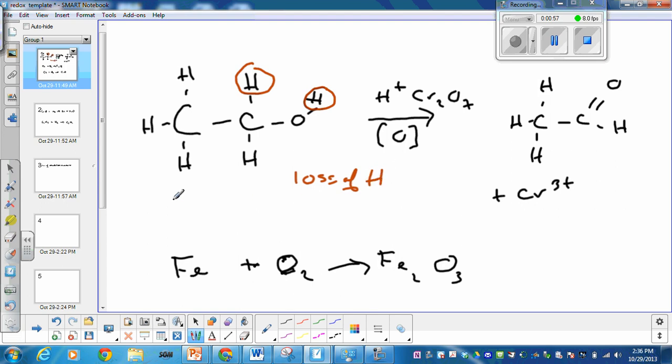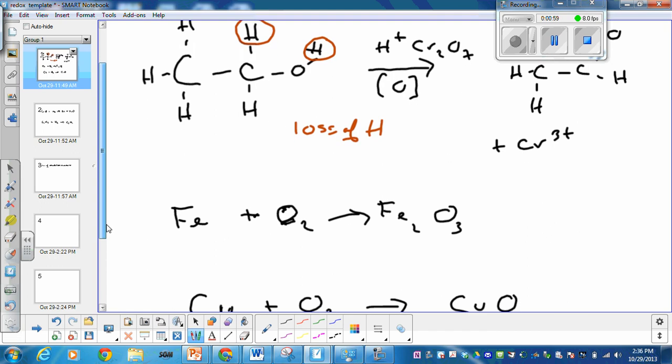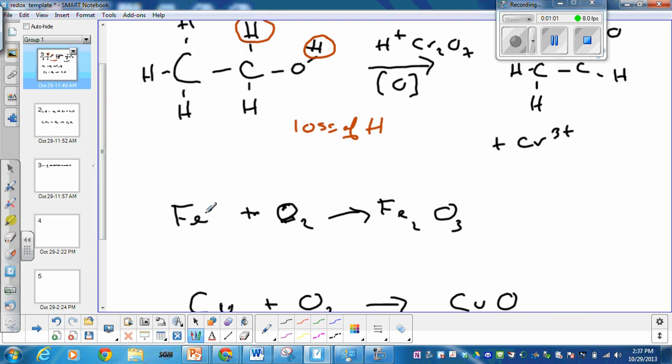Other things that people have seen in the environment are conditions where, for example, iron metal sitting out in air forms iron oxide. In this case, it's called iron 3 oxide. And we know this commonly as rust. Now, when we look at the process, the question is, what happened to the iron?